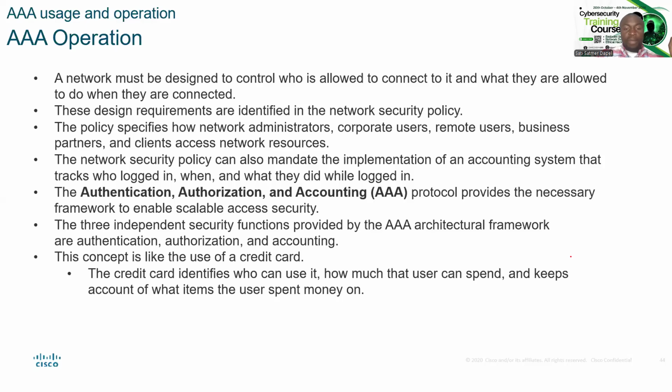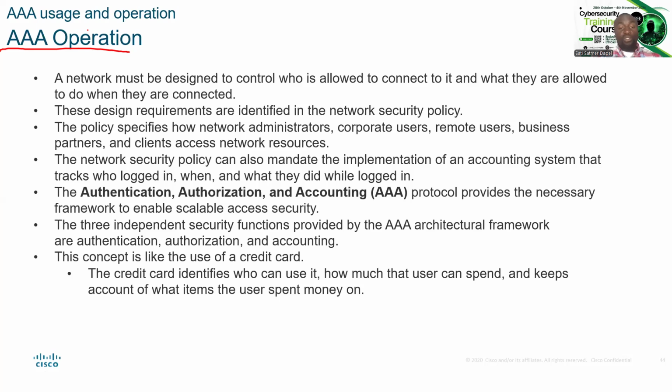All right, this is the last segment for this. Let's look at the AAA operation. A network must be designed to control who is allowed to connect to it and what they are allowed to do when they are connected. That is part of what this does. So it's advisable that we set it up. These design requirements are identified in the network security policy. The policies specify how network administrators, corporate users, remote users, business partners, and clients access the network resources.